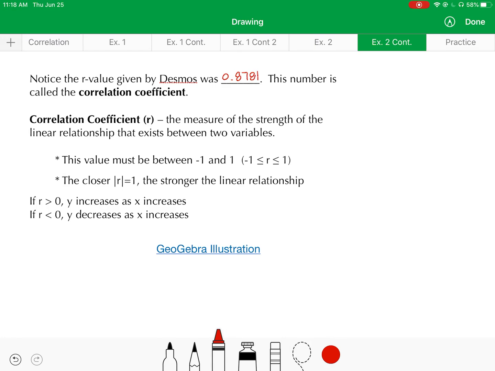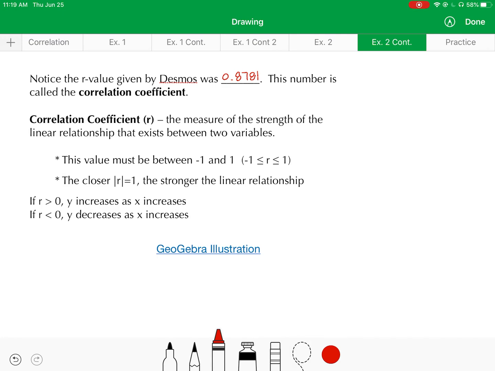All right, now let me explain what R represents. This is referred to as the correlation coefficient. And basically, it is a number that tells you how strong of a linear relationship you have between the two variables in your data set. Okay, so here are the rules of a correlation coefficient, this R value. It has to be a number between -1 and +1.